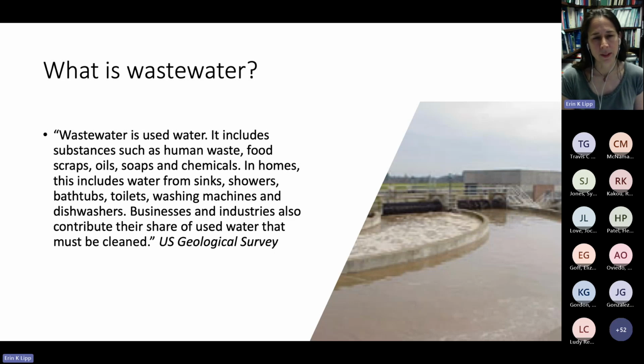If we look at the USGS definition, wastewater is simply used water. It's substances such as human waste, food scraps, oils, soaps, chemicals. It comes from homes. It could be the water in your sink, shower, what comes off of your skin, bathtub, the toilets, washing machines, dishwashers. It also includes anything that businesses and industries may be contributing as well. So it's a really broad milieu of pretty much our human footprint in the environment that makes its way to a wastewater treatment plant.